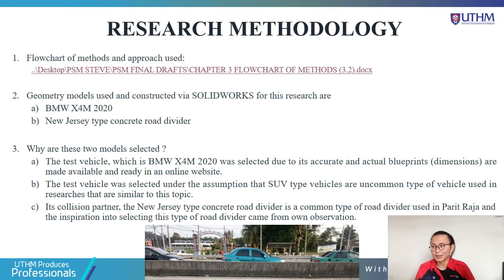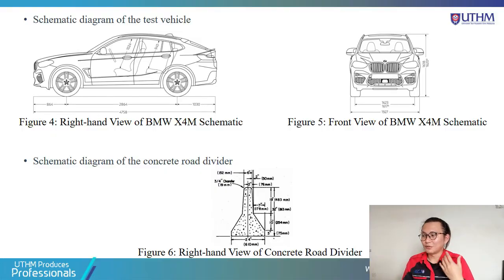And last but not least, its collision partner, the New Jersey type concrete road divider, is a common type of road divider used in Parit Raja, and the inspiration into selecting this type of road divider came from my own observation within the roads of Parit Raja. As appeared on the screen right now, these are the visual representation of both geometry models used for this research. So as you can see, these are the schematic diagrams for both the test vehicle and the concrete road divider.